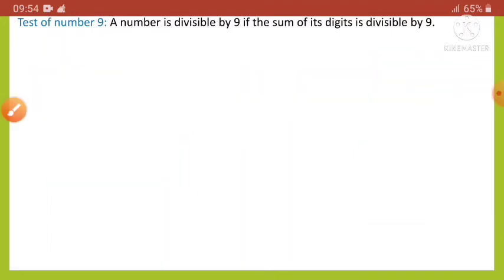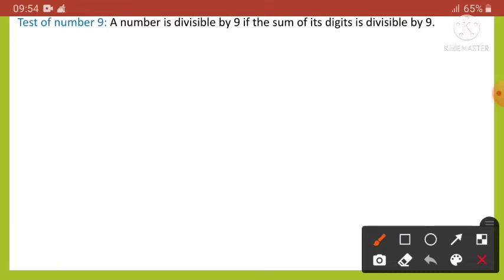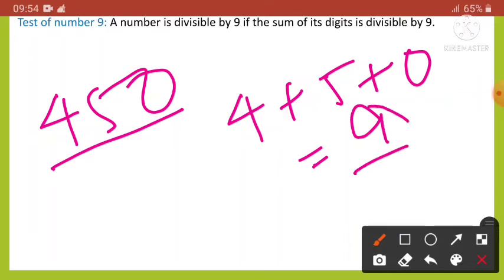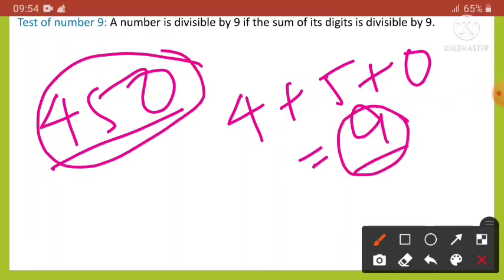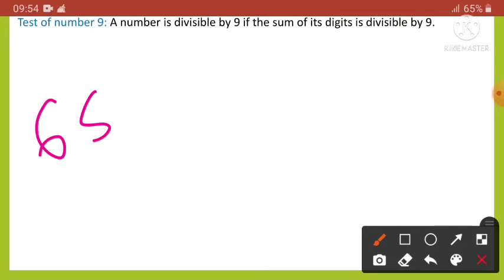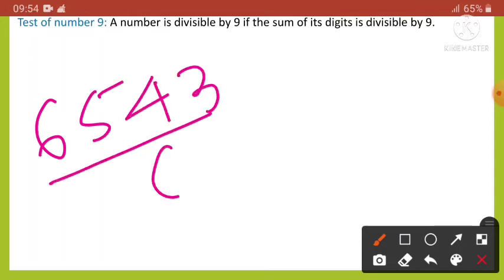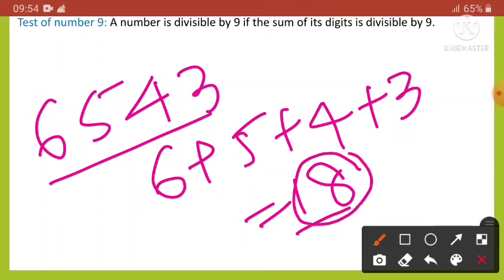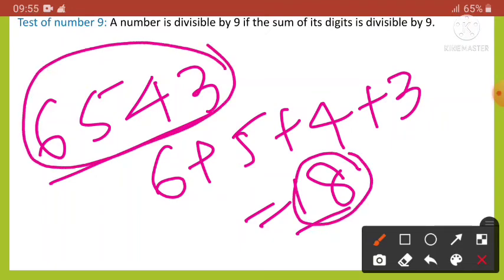If I take another number, suppose 450. Now add those digits, we are getting 9. We know 9 is divisible by 9, so we can say that 450 is divisible by 9. If we take another number, suppose 6543, we have to add those digits. If we add them, we are getting 18. So 18 is divisible by 9, then we can say that the whole number 6543 is divisible by 9.